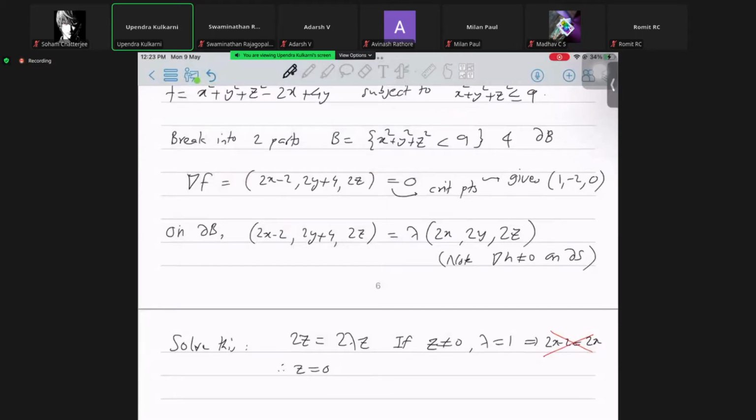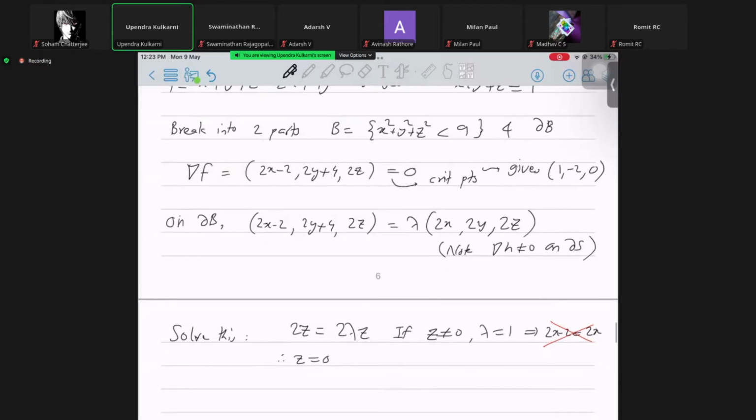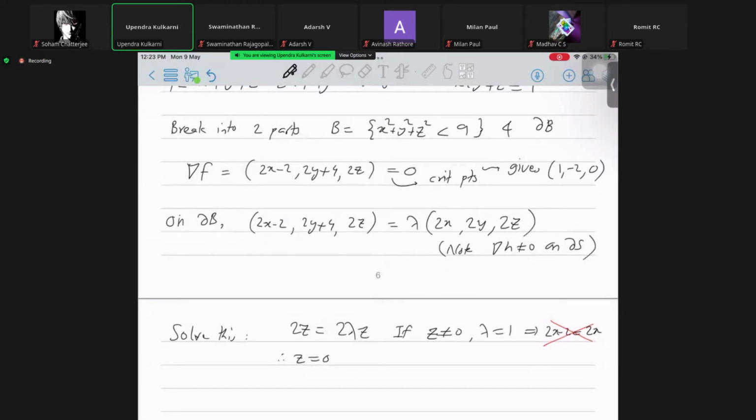And then you can solve. But maybe we'll just go a little bit further. So if z is equal to 0, then what are the conditions? What do I have to solve for? How do I do this? A priori, even before this, just to step back a little bit, how many equations are there to solve for how many unknowns?